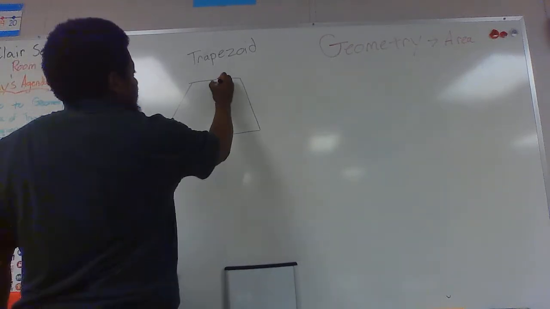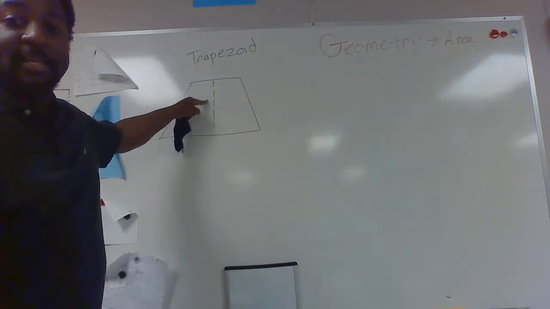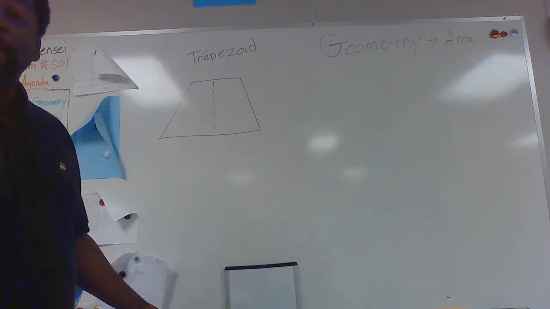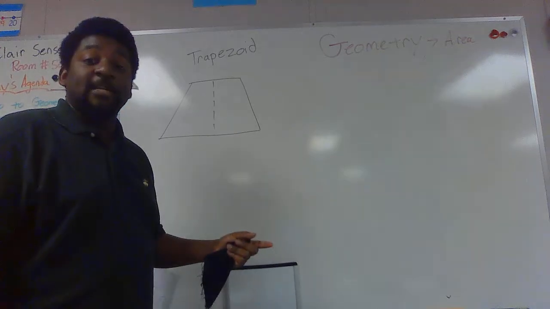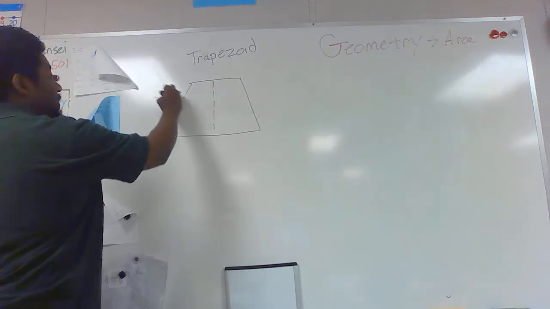When you see a trapezoid, you'll usually have a dotted line in the middle like this. That vertical dotted line or dashed line is your height. You're always going to use your height when you're finding the area of your trapezoid. It's actually going to be something that you multiply by. You never use the values on these sides here.